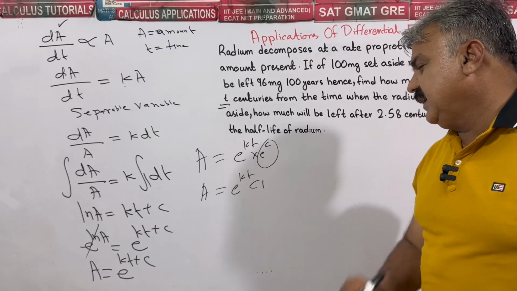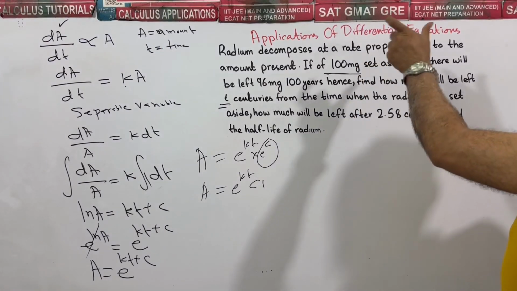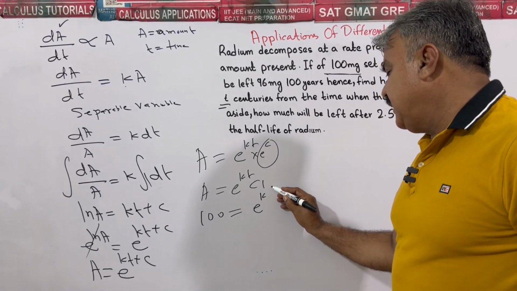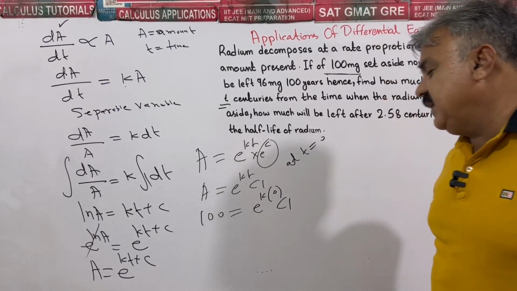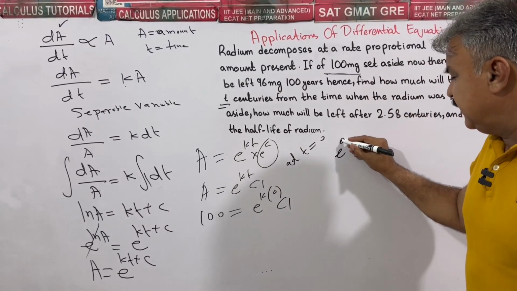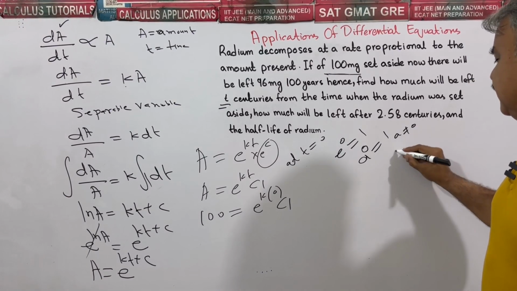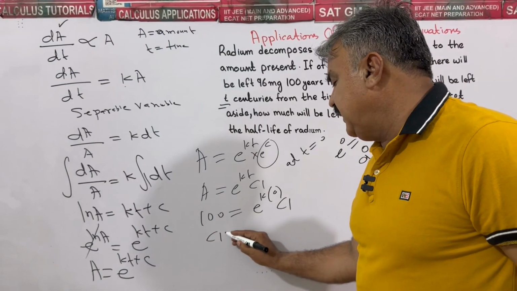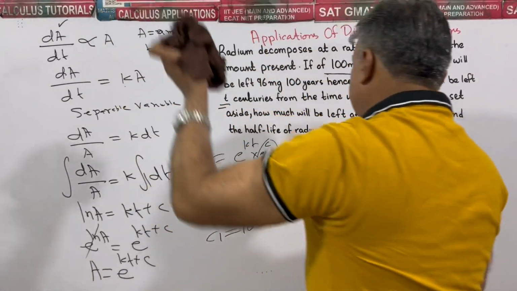Let me introduce a constant C1. Initially, 100 milligrams were set aside, so initially A is 100 milligrams: e raised to k t, with t equal to 0, times C1. We can easily determine it. E raised to 0 is equal to 1, since any non-zero quantity raised to power 0 is always equal to 1. So I have C1 is equal to 100.